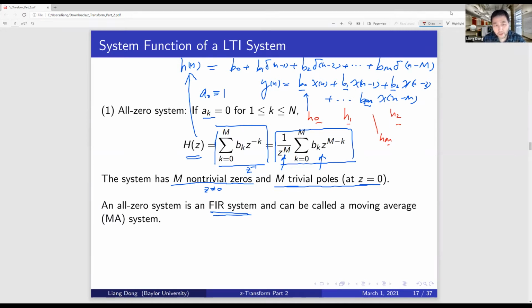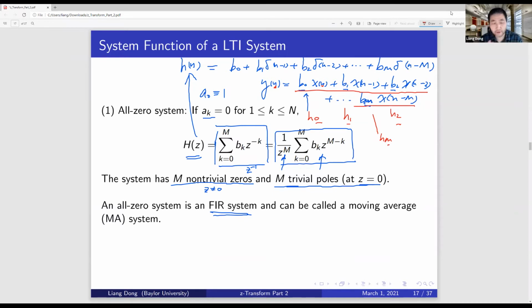We also call that a moving average system. Why is that a moving average? Well, you basically average the input signal x within a window of size M. And this window moves, because when you take a different time n, the window moves, but it is always a window of M, weighted by all these b's, all these h's.